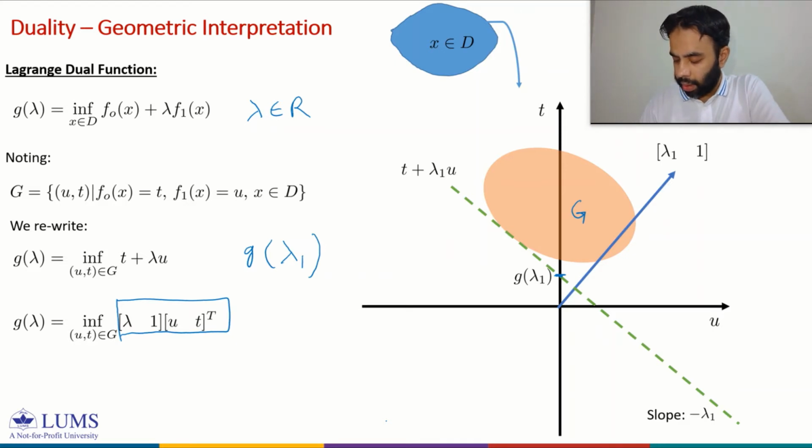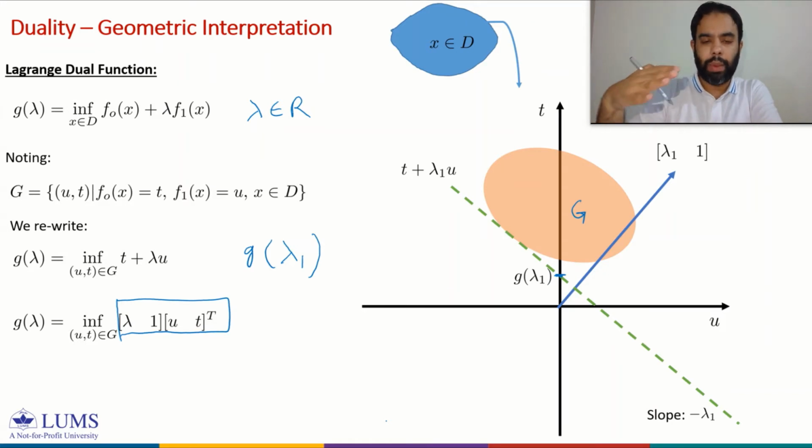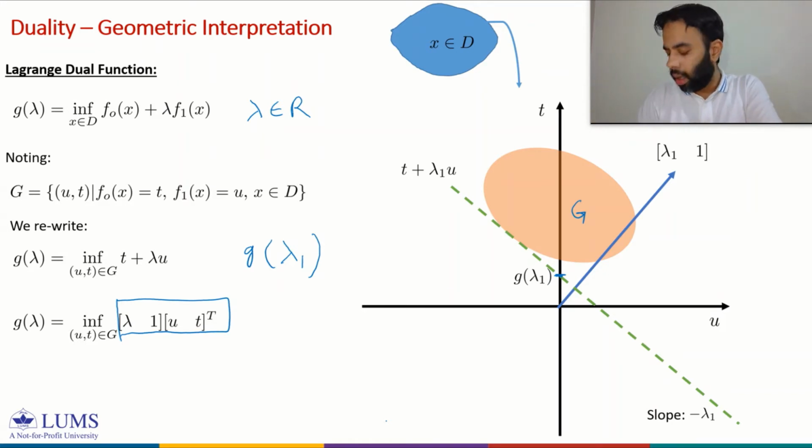So we take a point in the u-t plane. We take a lambda 1, we take this blue vector, and for this blue vector we obtain this orthogonal green line, and we slide this green line such that this green hyperplane becomes a supporting hyperplane to the set G. And the point where this hyperplane intersects with the t-axis gives you the value of the Lagrange dual function for lambda 1.